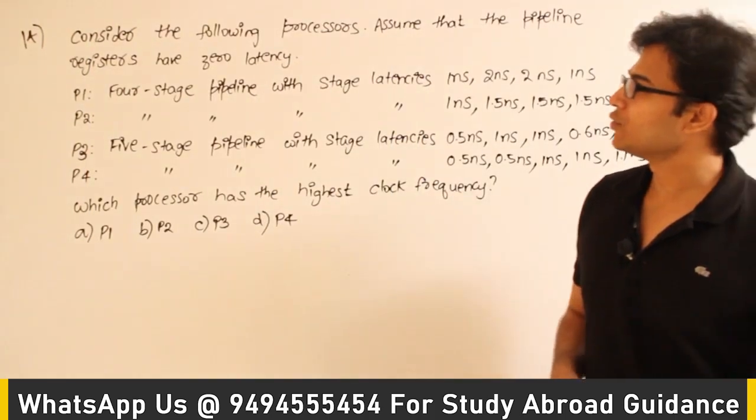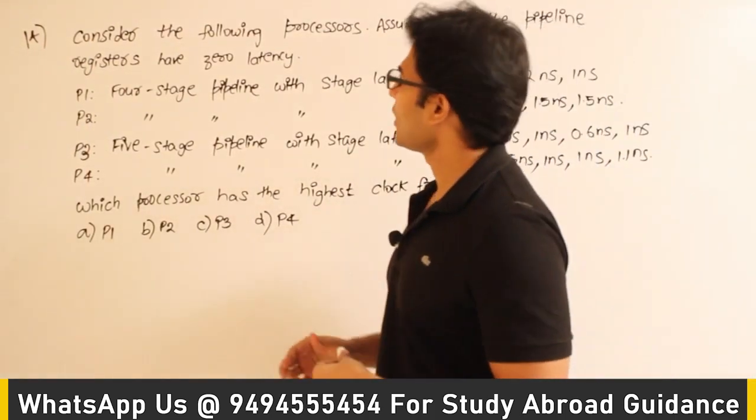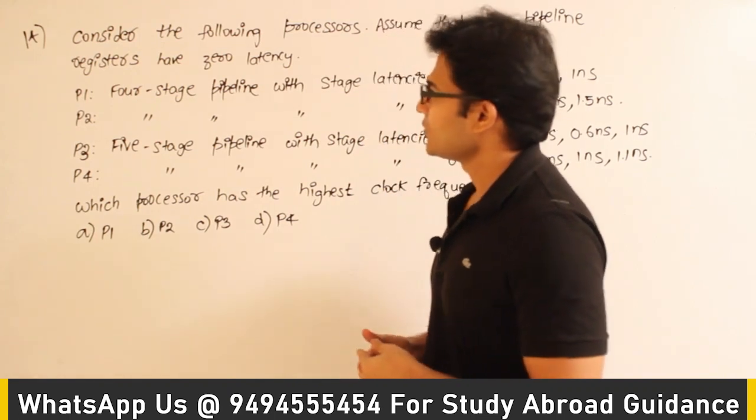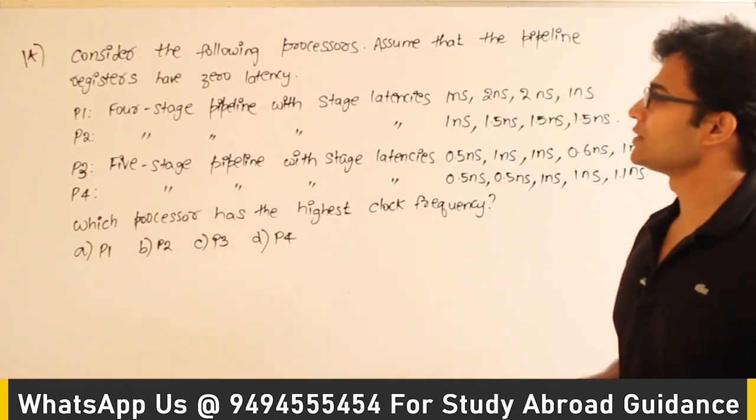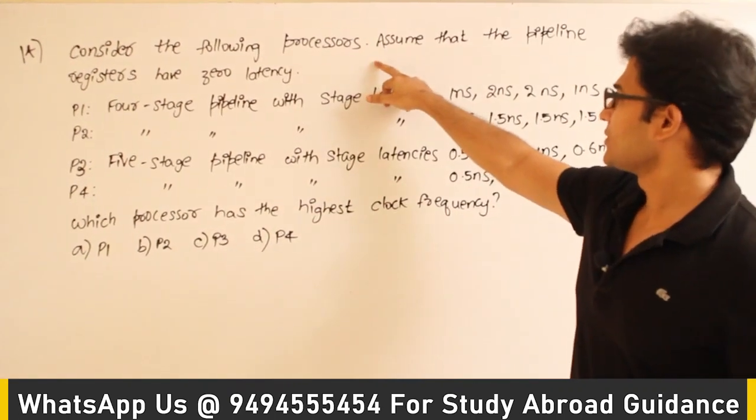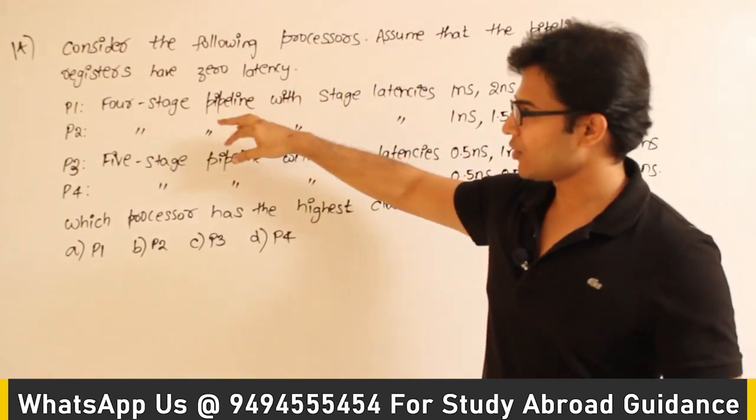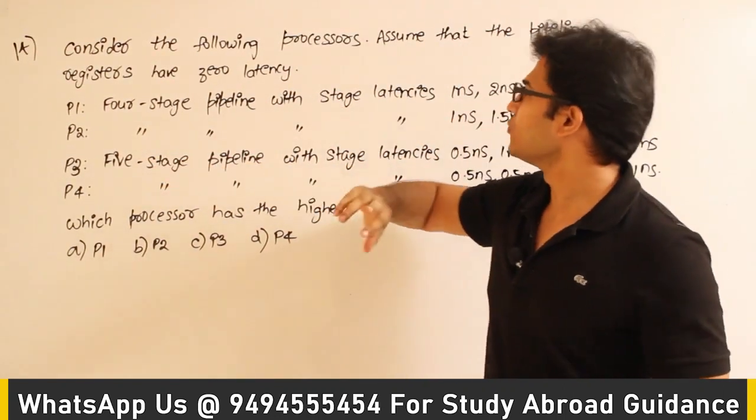This question is asked in GATE 2014. I'll try to answer this. So I'll read it out and I'll explain first. Consider the following processes. So which means they have given 4 processors P1, P2, P3, P4.